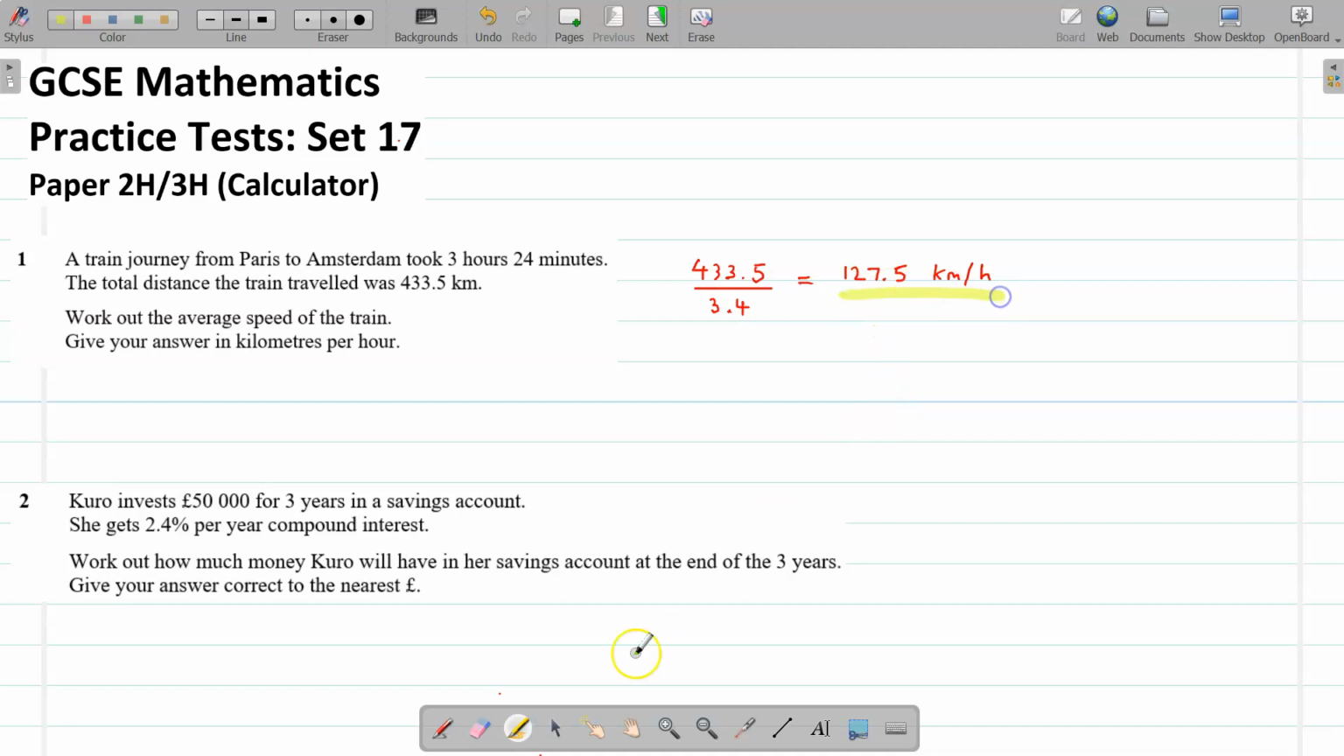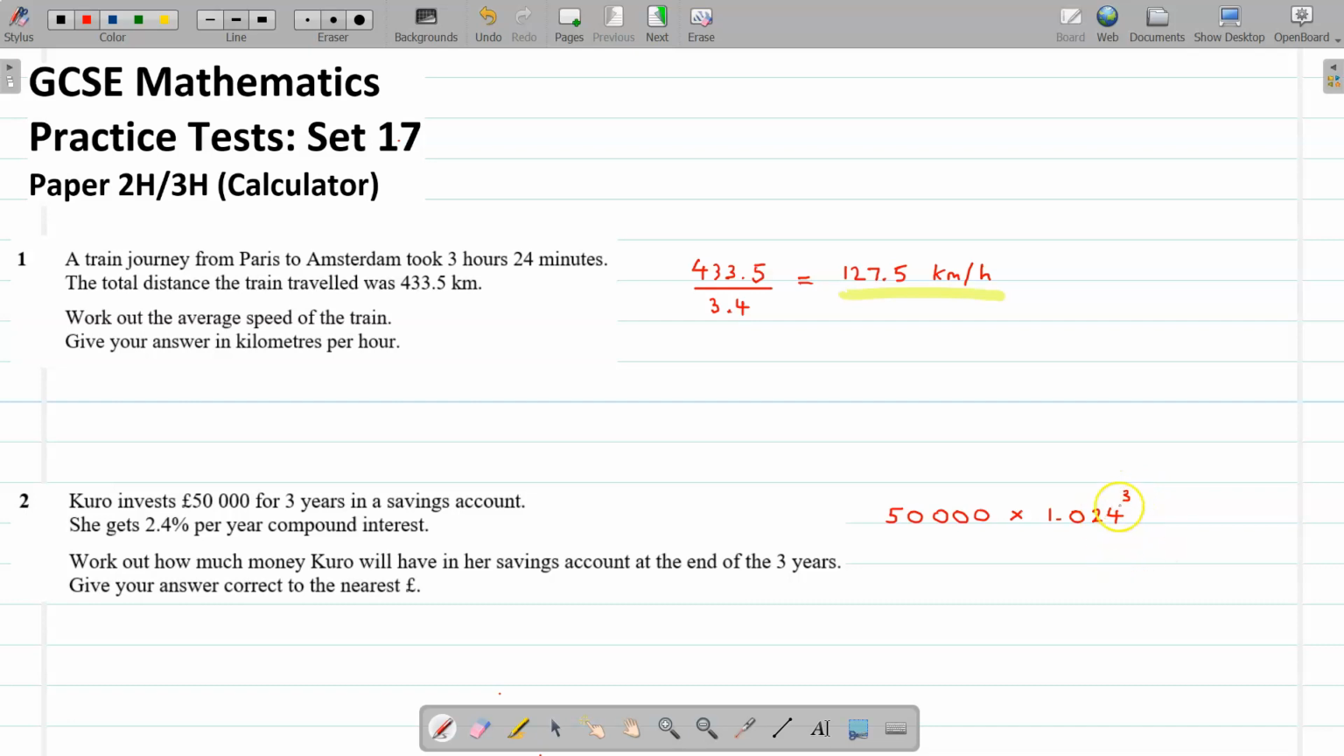Okay, next we have to work out the amount of money in this account after 3 years. So we're investing £50,000, okay, and that increases by 2.4% per year for 3 years. So we multiply it by 1.024 to the power of 3.